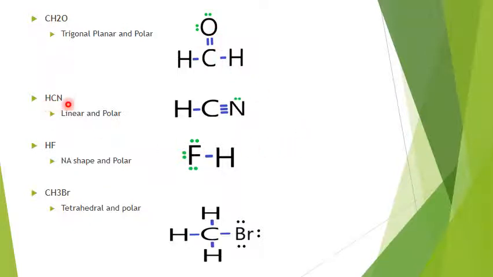Okay, HCN. Okay, so we'll go over the bonding, a quick review of the bonding. Hydrogen has 1 valence electron, carbon 4, and nitrogen 5. So it's 1 plus 4 plus 5 is 10.